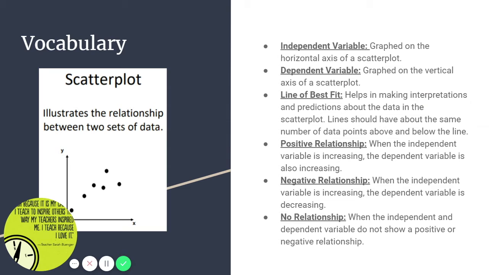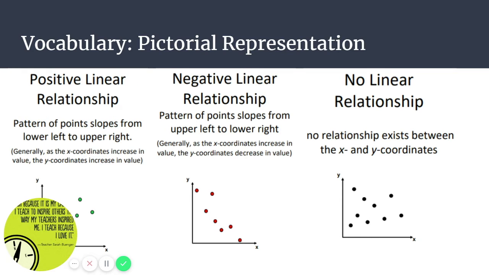The vocabulary terms that we have been reviewing and dealing with all week long are as follows: independent variable, dependent variable, line of best fit, positive relationship, negative relationship, and no relationship. We have been sharing these pictorial representations all week long. We're going to review them with you one more time.